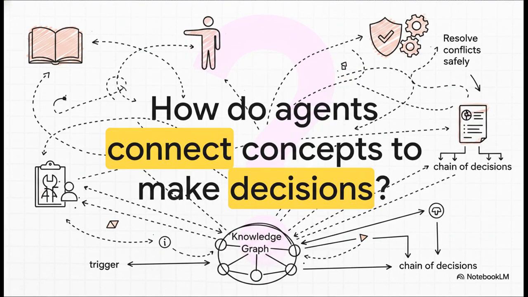So our agent now has a dictionary, it has its rules, and it can referee conflicts. But how does it actually connect all these concepts together? How does it know that one tiny constraint might trigger a massive chain reaction of decisions? Well, that requires something called a knowledge graph, but that is a whole other rabbit hole for next time.